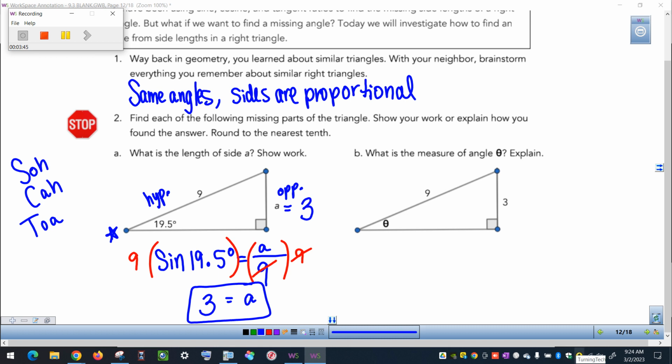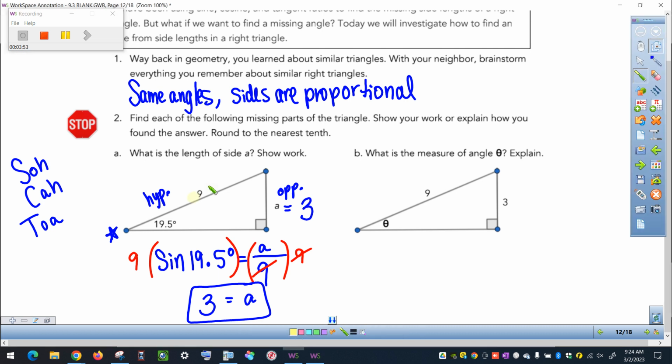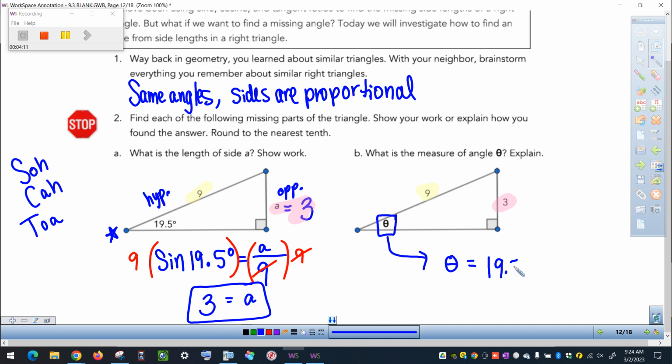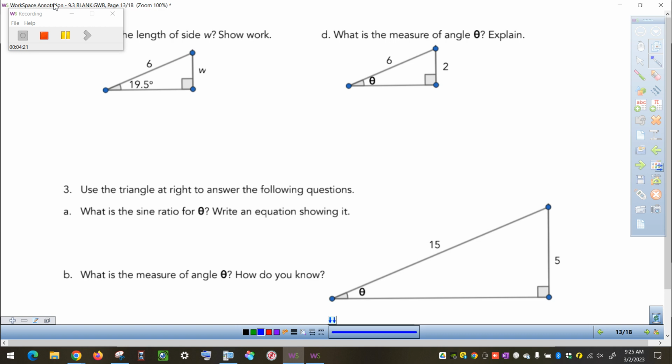So there seems to be a special connection between the two triangles here in part A and part B. What do we notice about the side lengths? Side lengths are exactly the same. And so what would be the measure of this missing angle in part B? 19.5. Yeah, so these triangles are not just similar to one another, they're congruent. They are exactly the same triangle. All right, let's take a look at the next piece down here.